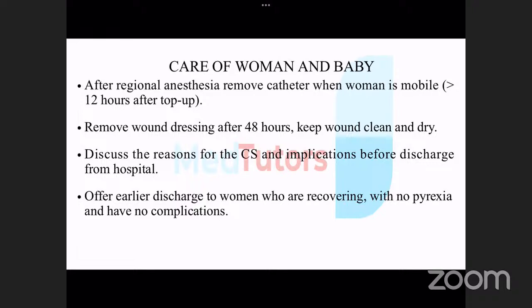And of course, you debrief the woman, discuss the reason for the CS and what was done as surgery and the medications, then discharge her home. You offer earlier discharge to women who are recovering with no fever or no complications. So that's why in private practice on day 2, day 3, we discharge patient after a CS. That is easier. Women tend to enjoy it more, even though we realize some women want to stay longer in the hospital. Next slide.